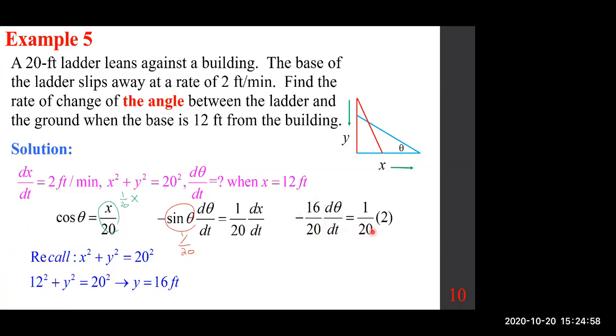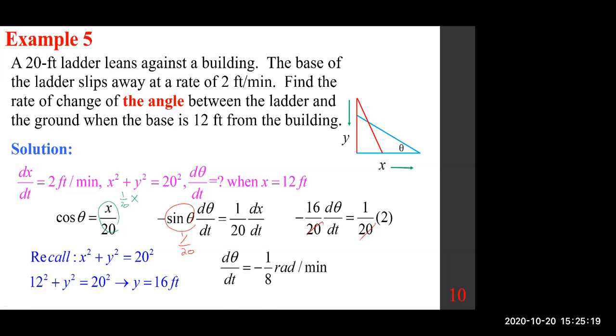Now you can drop the 20, because they are both denominators, and you can simplify the rest. So minus 16 d theta is 2. So d theta/dt is 2 over negative 16, which simplifies into negative 1 over 8.